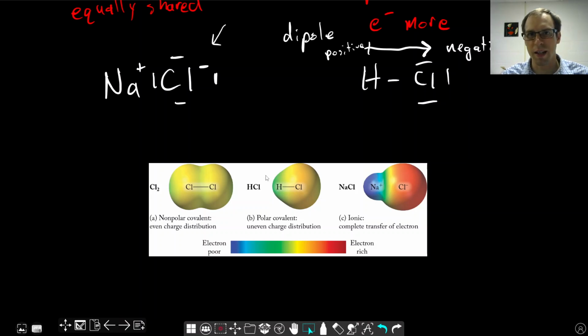Okay, so that is what we're talking about when we're talking about polar covalent bonds. In the next video, we'll talk about how we know if a particular bond is going to be polar. If we're looking at a molecular compound with a covalent bond, how would we know if the bond is polar or if it's very equally shared? We'll be looking at a scale called electronegativity to understand that.